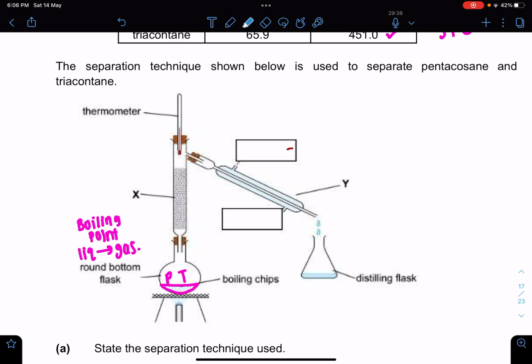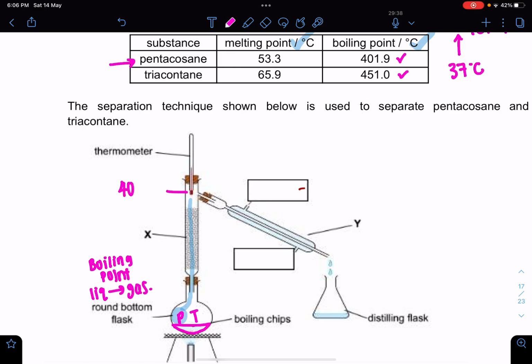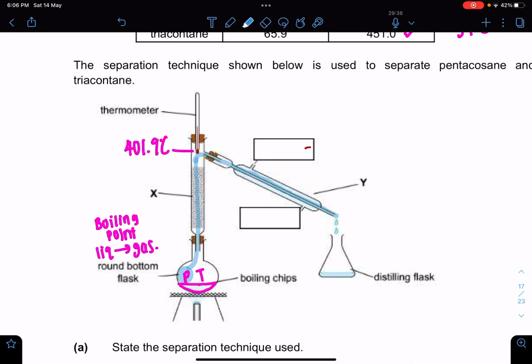So this pentacosane will be converted into vapor, and then it will rise up to the top. Right here at this thermometer, it will read the temperature 401.9. Okay, and then this hot vapor will enter this apparatus Y called the condenser, and eventually all the vapor will condense back into liquid and be collected in a distilling flask. The solution that is collected here is known as the distillate. Okay, so this is essentially what happens in the setup.